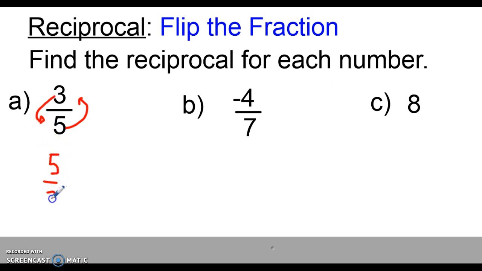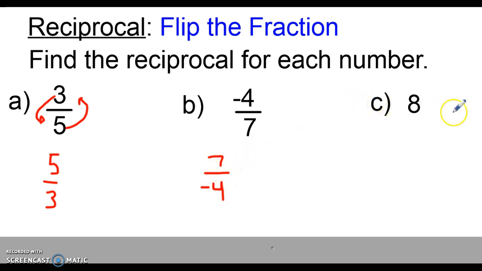Okay. Really simple. So for letter B, again, just flip the numerator and denominator. And as you know, it really doesn't matter which of these gets the negative sign, the numerator or the denominator. But make sure it goes into one of them. Don't put it into both. Okay. If you wrote -7 over +4, that also would be fine.